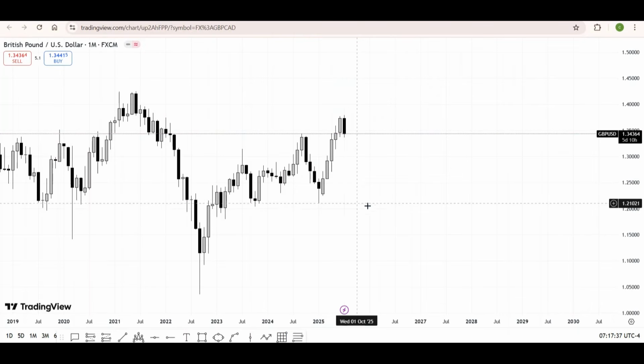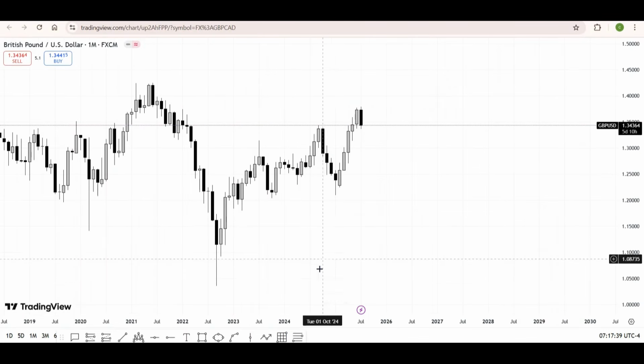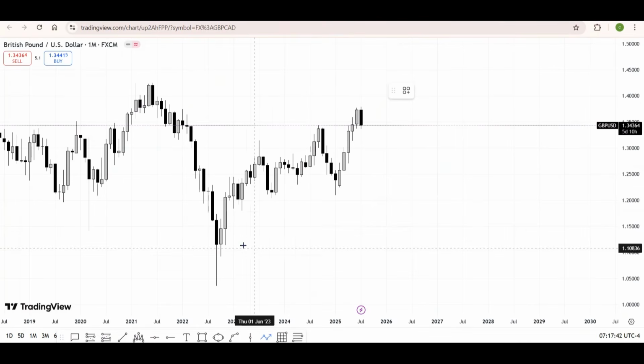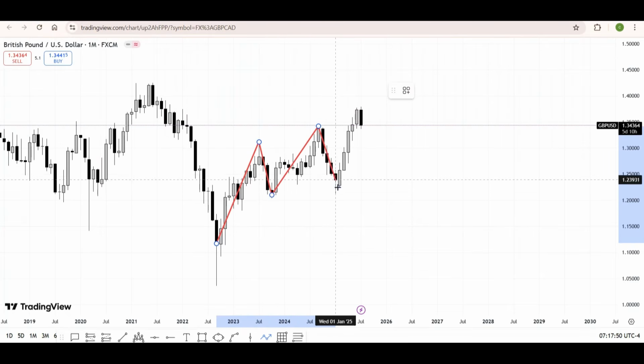So this here is a GBP USD chart and this is the monthly time frame. So we're just starting from the higher time frame. We're going to go all the way to the lower time frames. So clearly you can see here we've been bullish, we made a higher high, we had that retracement, we made another higher high, we got a retracement, and now we've made a higher high.